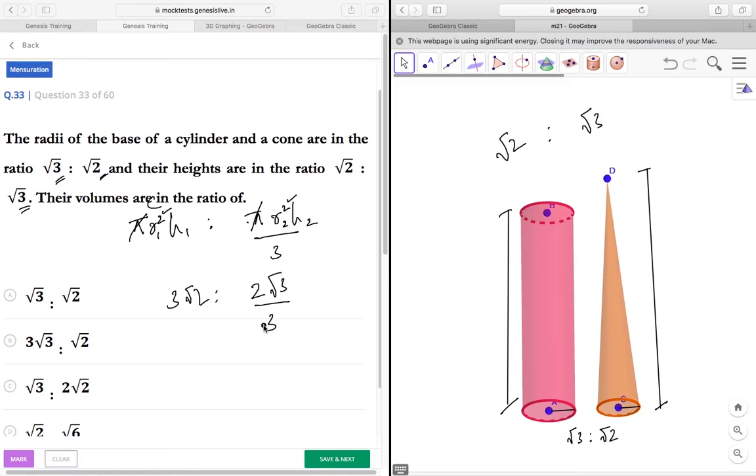This is the overall ratio of the volumes. Now we'll have to adjust some values. So this will be nothing but root 2. This 2 you can write it as root 2 into root 2, and root 2 can cancel. And this is going to be 3 into 3, or root 3 into root 3, I'll write, divided by this root 3. So you can cancel that. So you will get the value 3 root 3 is to root 2. Great. Fantastic. Move on to the next one.